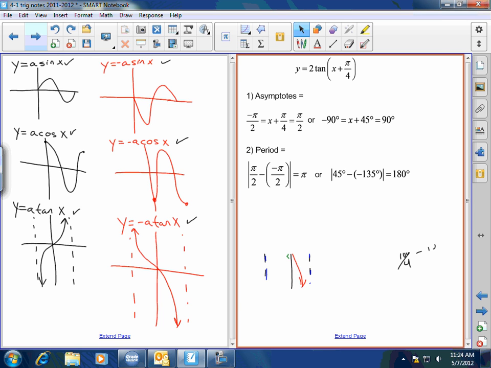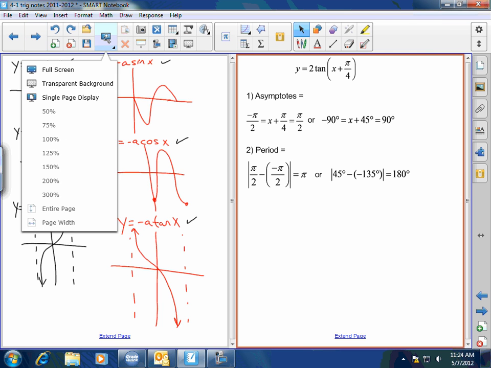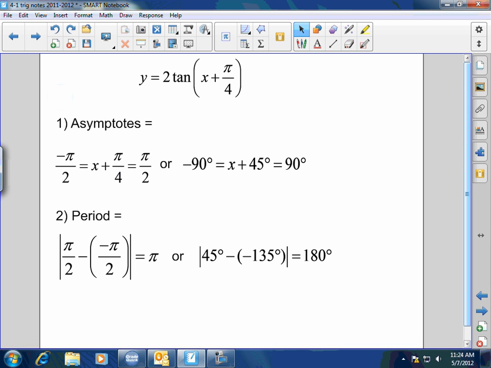Now, last but not least, let's get rid of this. We got y equals 2 times the tangent of x plus pi over 4. Easy. My asymptotes: basically, all of this, you set it equal to negative pi over 2 or pi over 2.